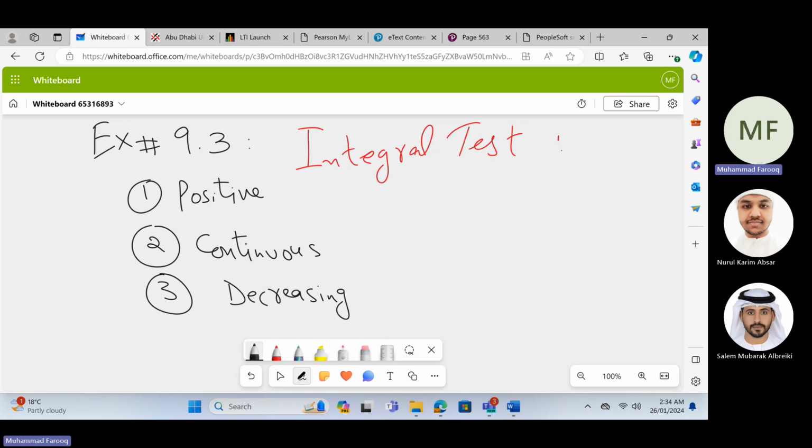So let's take a question from this topic, and then we apply the integral test. I told you, when you get the integration, if the integration answer is a finite number, the series converges. If the integration answer is infinity, the series diverges. There are no other rules. Okay, so let's start the question.